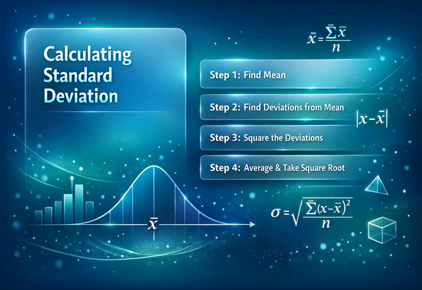To calculate standard deviation, first find the mean of the data, then find each deviation from the mean. Square each deviation. Find the average of these squared deviations. That's the variance. Finally, take the square root to get standard deviation.